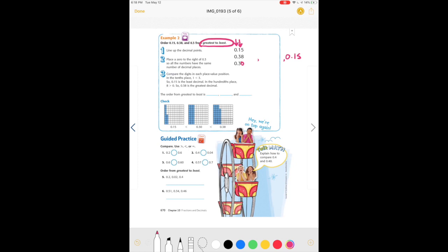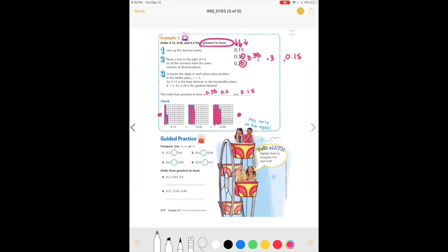Now, since these are both 3, we need to jump over to the hundredths. 8 and 0. Which one is bigger? 8. So that is our greatest decimal. And then 0.3 is in the middle. So the order from greatest to least is 0.38, 0.3, and 0.15. All right, check it. Color in your decimals and make sure that you have the most pieces colored in on the greatest and the least pieces colored in on the least.